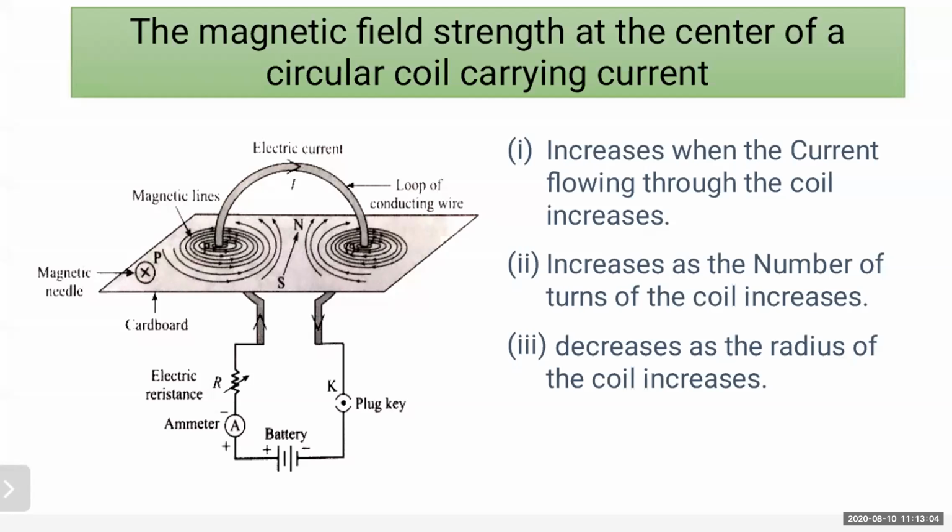Second point is that if the current through the wire increases, the intensity of the magnetic field increases. These are the important points. If we increase the number of turns of the coil, the magnetic field also increases.